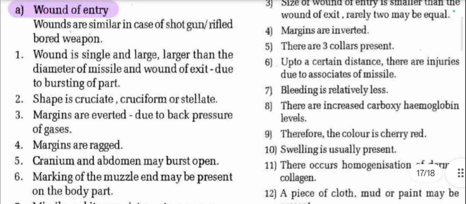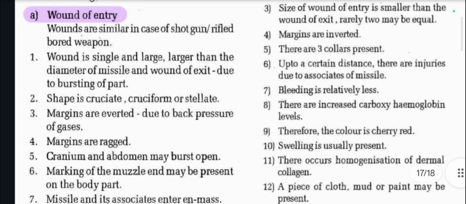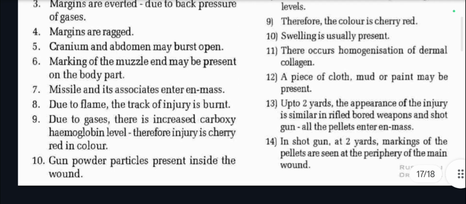Now, what are the features of wound of entry? Wounds are similar in case of shotgun, rifled, bolt gun. So wound is single and larger than the diameter of the missile, and wound of exit due to bursting of that part. Shape is cruciate, cruciform or stellate. Margins are everted. Why everted? Because of bursting. Due to back pressure of gases, margins are ragged. Cranium and abdomen may burst open.